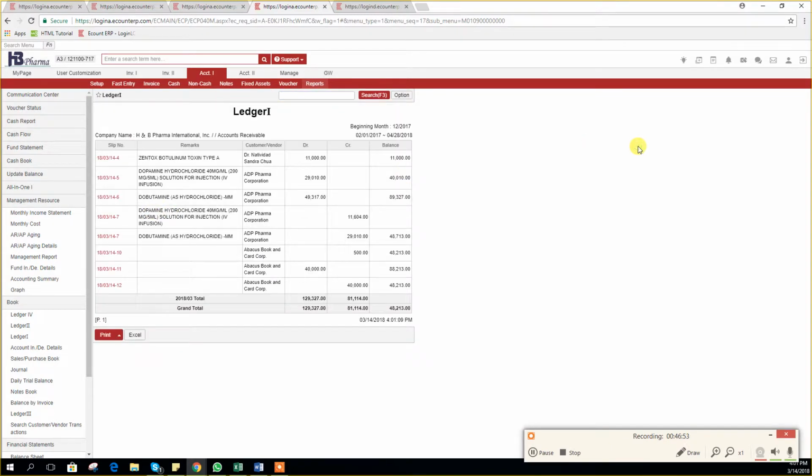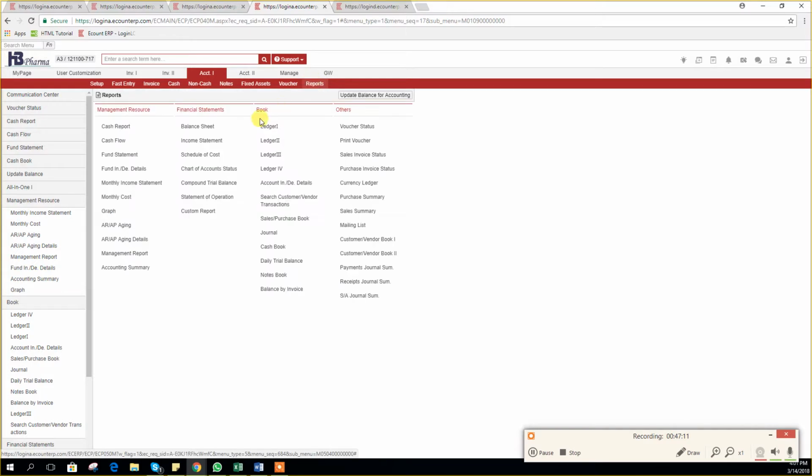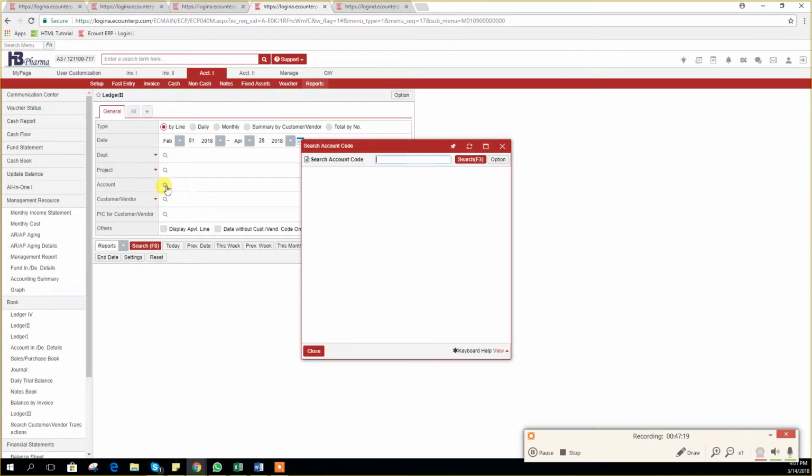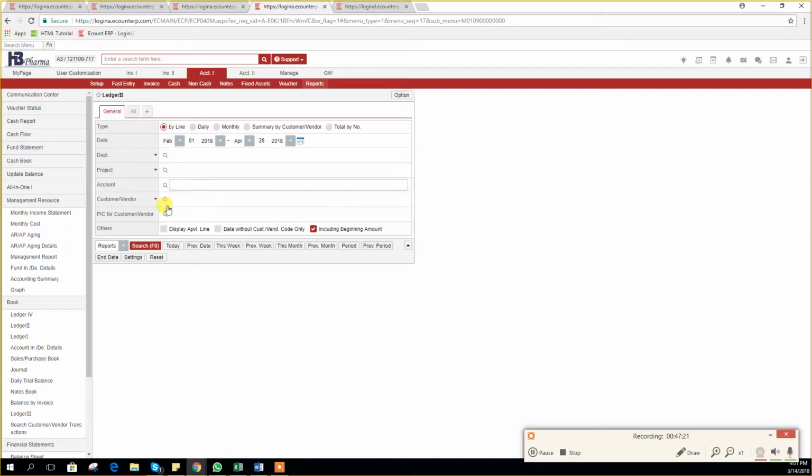Alright, accounts receivable. So what if you were to select a ledger account to see the debit and credit and what the balance is for one particular customer? What do you do? You go to ledger 2. Okay. So here you can select the customer.